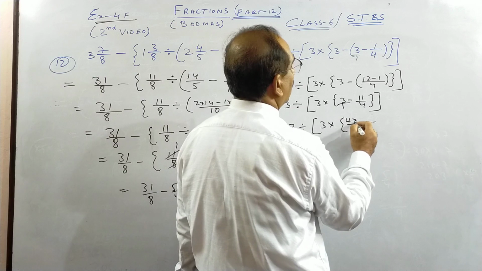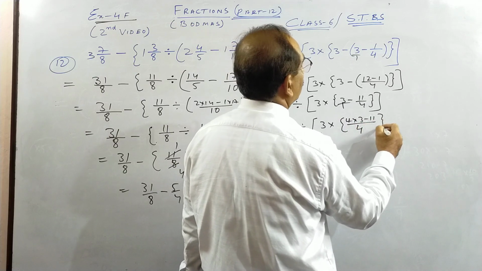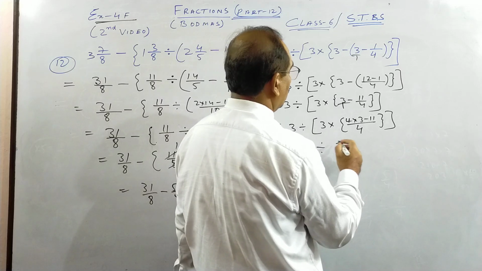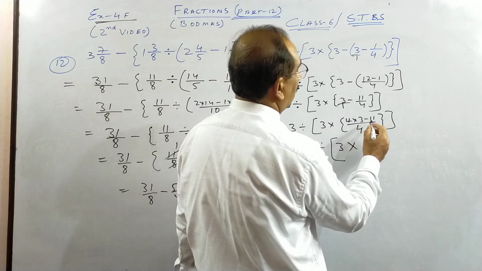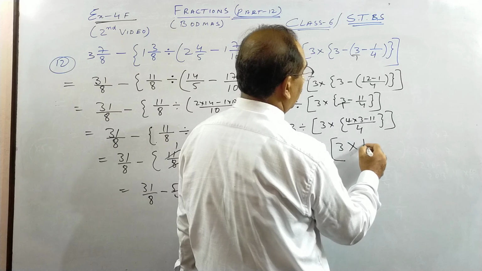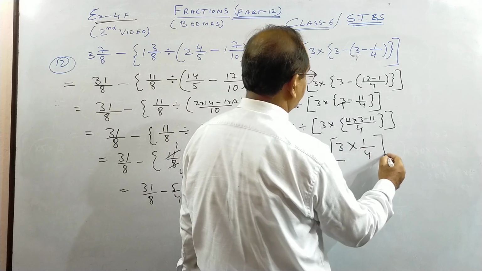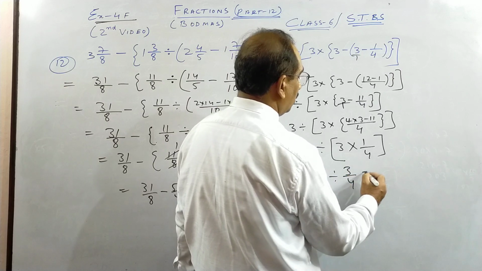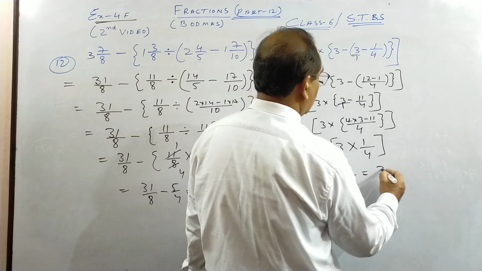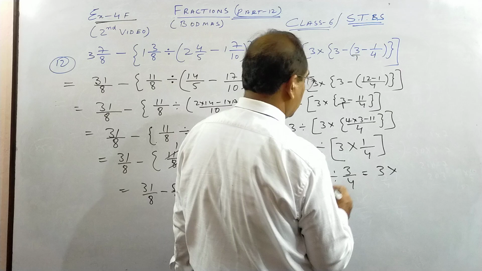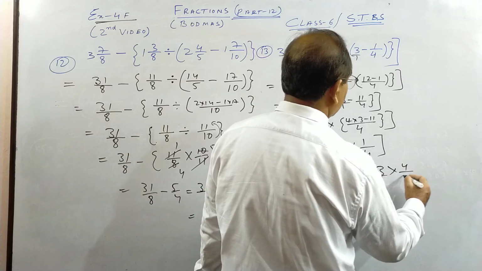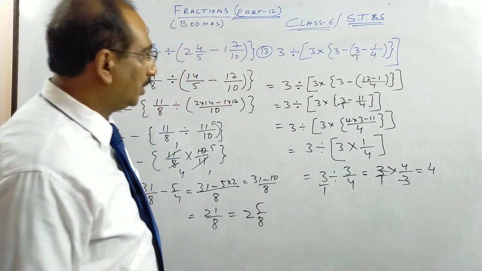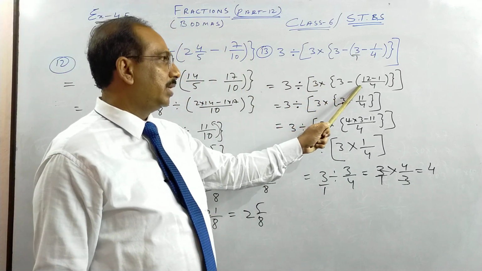1 will go 4 times. So here we have the big bracket. 12 minus 11 is 1 by 4. So here we have 3 divided by 3 by 4. Big bracket goes. When division becomes multiplication, 4 goes up, 3 comes down. So I get 4.